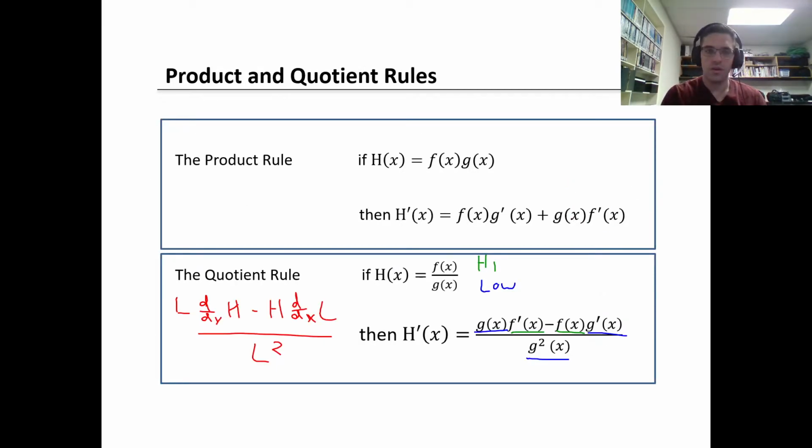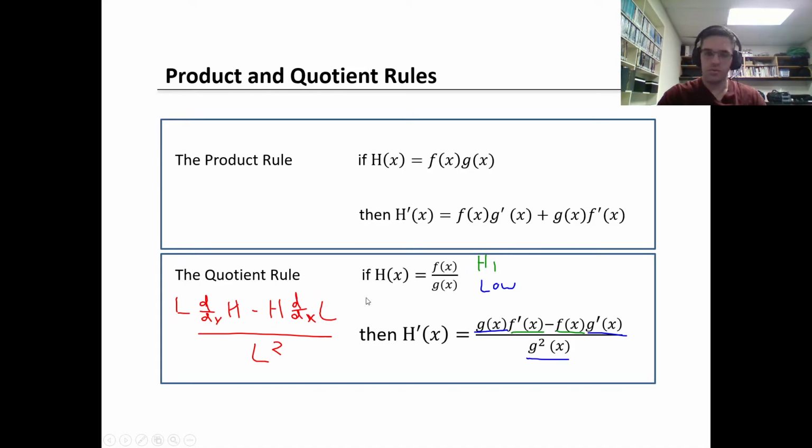Here are the two function rules we're going to unpack in this lesson and spend most of our time on. It's the meat and potatoes, the product rule and the quotient rule. The product rule: if I have some function h of x equal to two other functions multiplied together, then when I derive h of x, I can write it as the first function times the derivative of the second function plus the second function times the derivative of the first function, or f times g prime plus g times f prime.